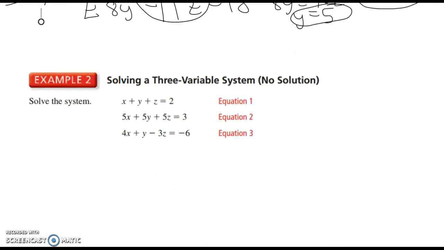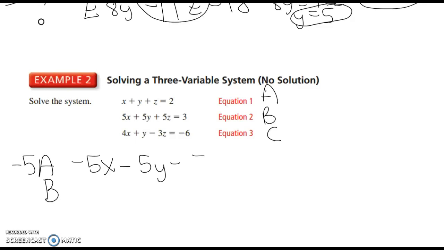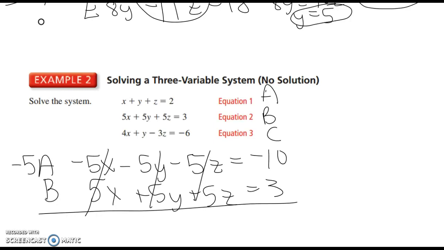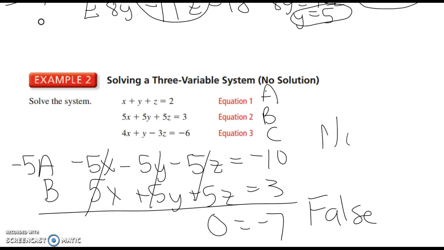Let's look at example 2. We're going to label the equations A, B, and C. Let's take the first 2 equations, and let's try and eliminate x. Since the B equation has a 5x, I'm going to want to multiply -5 to the A equation. So multiply a -5 through, and then recopy the B equation. Then I'm going to add the equations down. Notice the x terms drop out along with the y's and the z's. That leaves me with 0 equals -7. This is a false statement. False statements mean that there is no solution to the system.